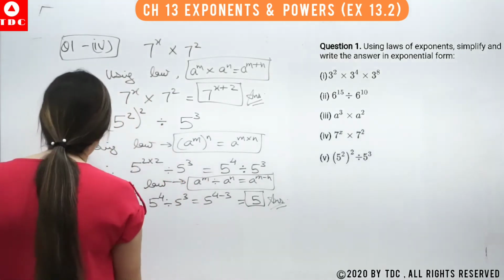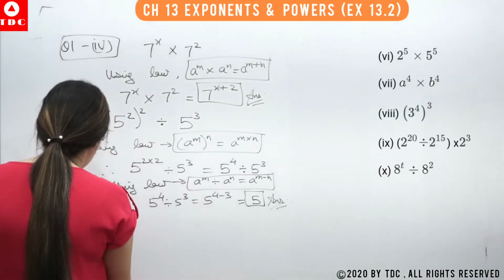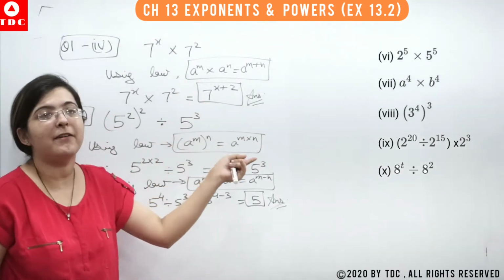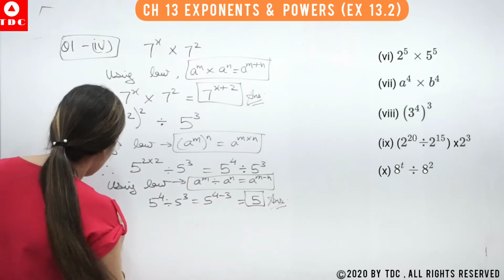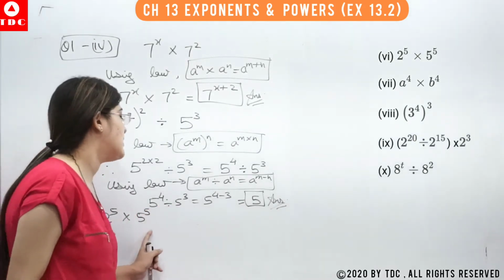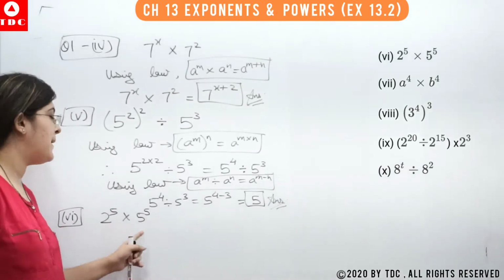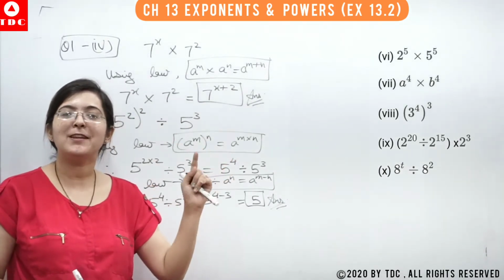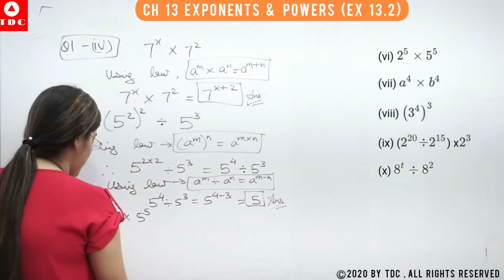Okay, now see the sixth part. What is your sixth question? It is 2 to the power 5 into 5 to the power 5. Now see students, in this question the base is different but the powers are same. So which law will we use? The fourth law.